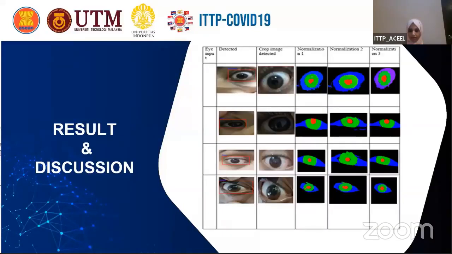We put four examples. They are real eyes. Firstly, we detect the eye itself and show the name of the eye identification. After that, we crop the detected image, so we crop the eye so we can see the eye itself. Then we have the normalization in three stages, stage 1, stage 2 and stage 3, as shown here in the slides.